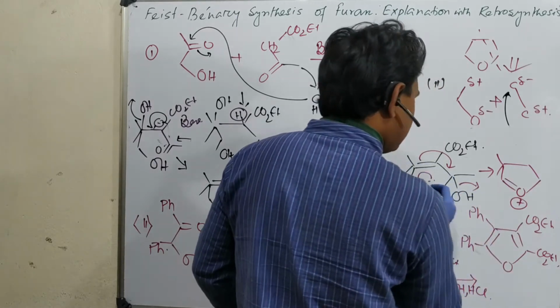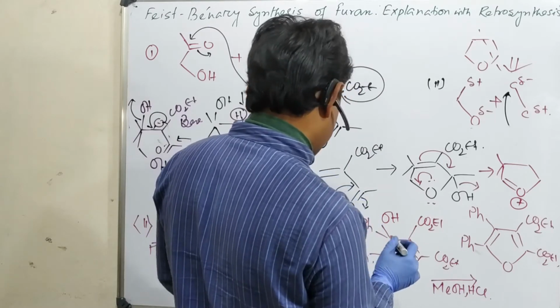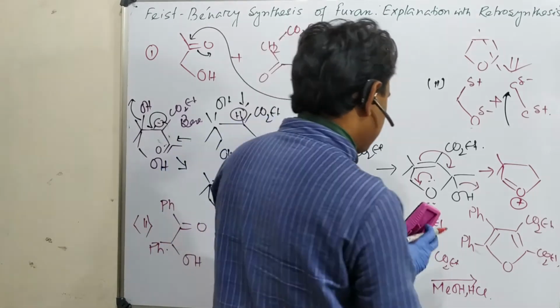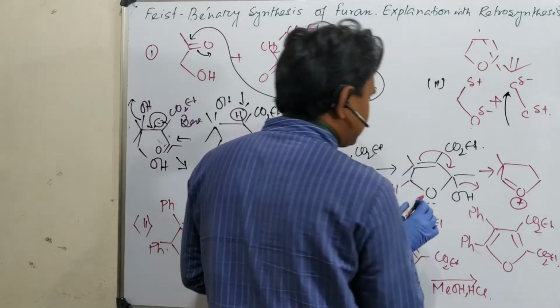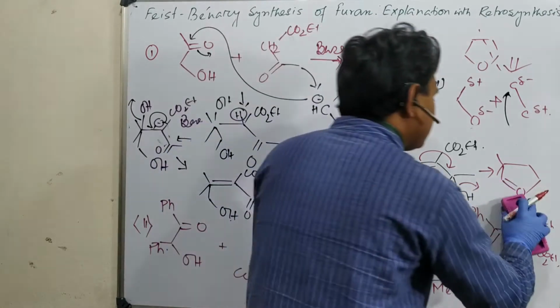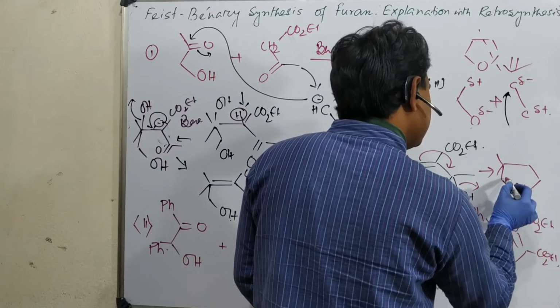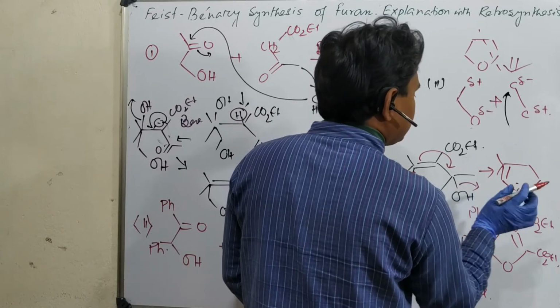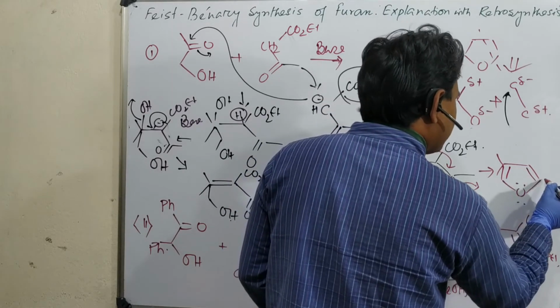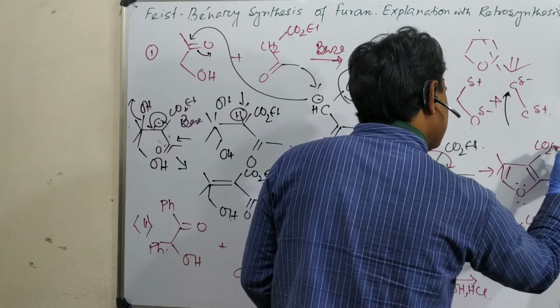Sorry, I made a mistake. Not oxygen. There is one proton here. It's a vinylogous type. So the oxygen will be there as it is. Base will abstract this proton. It will come here in this way. So one bond here, one bond here. What is left? So this is one substitution. This is CO2Et.